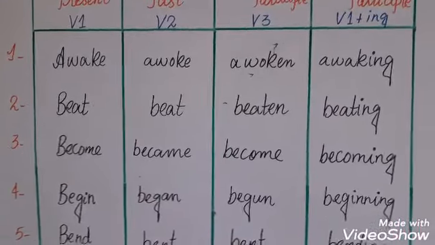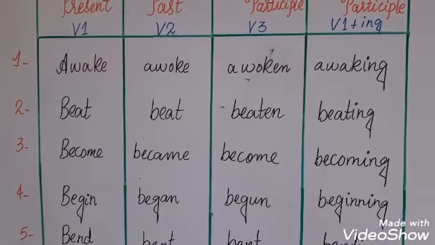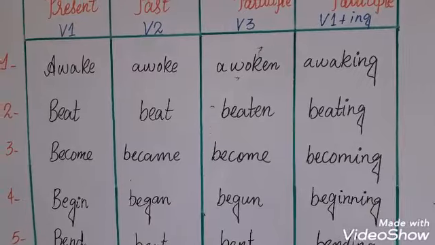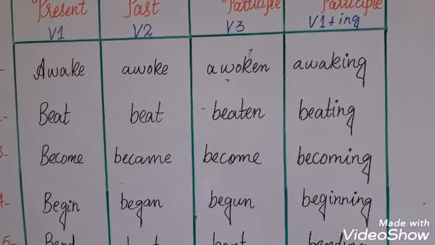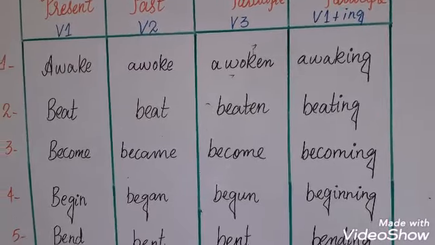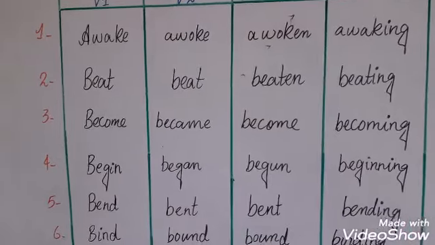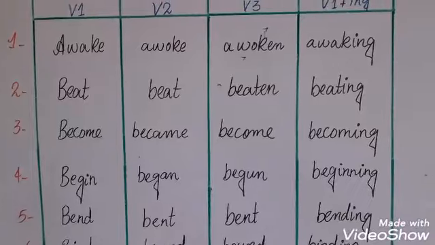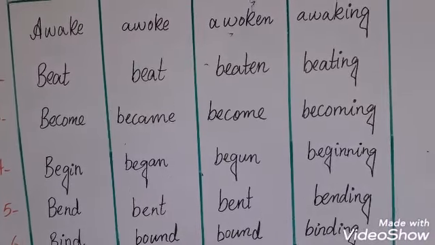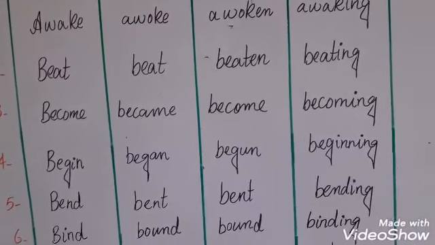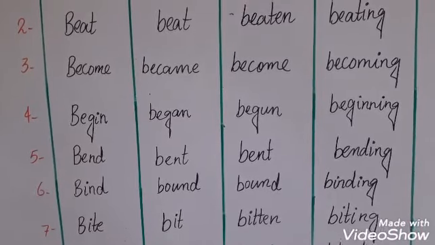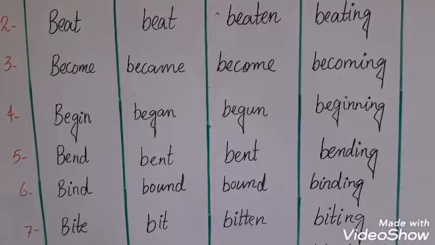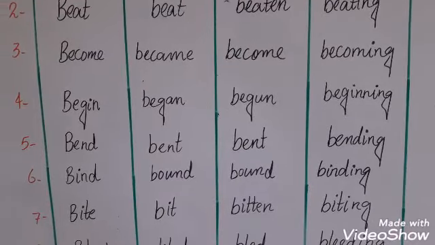Our second word is beat. First form beat, its second form is beat, same as the first form, and third form is beaten, and fourth form is beating. Third word is become. Its second form is became, third form is become, and fourth is becoming. Next word is begin. Second form began, third form begun, and fourth form beginning.